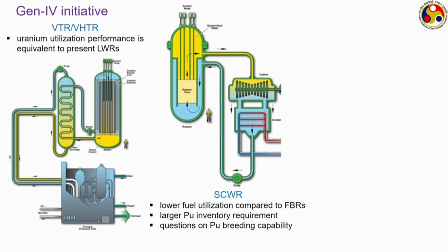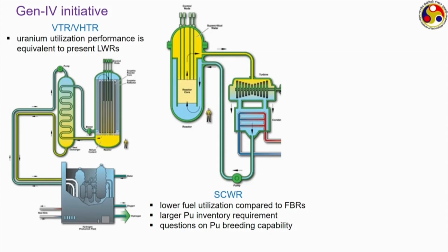The present design fast reactor shows a much better utilization of the fuel, and better fuel utilization means much less amount of waste product. So, lesser effort is required for the waste disposal. SCWR fails in that category. And as the fuel utilization is poor, it requires a much larger fuel inventory, particularly the plutonium inventory requirement, and also some questions are raised about the plutonium breeding capability, which is still not in a position to demonstrate a very high breeding ratio.